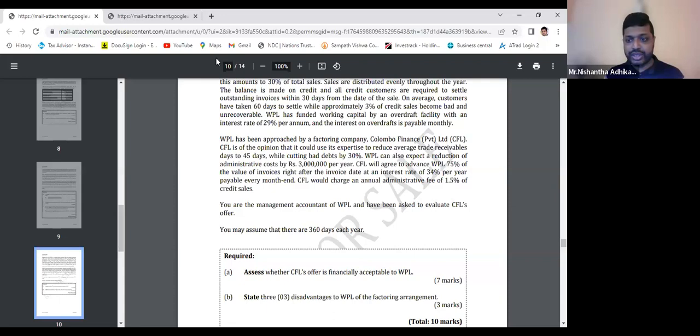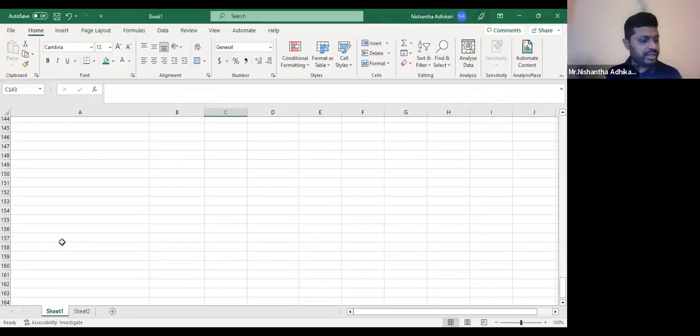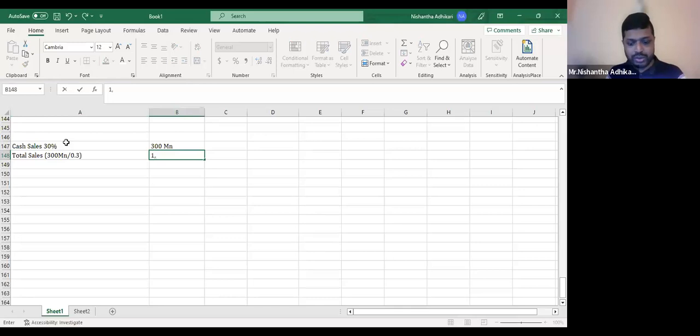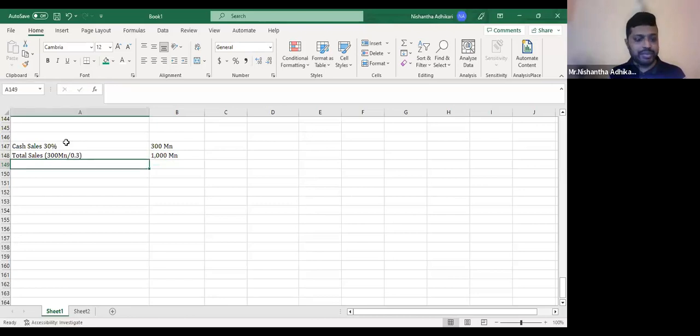I'll go to the Excel sheet and I will do the working. Right. Now, based on the given information, cash sales, 30% is 300 million. Then total sales would be how much? If 300 million is 30%, 0.3, what would be the 100% then? It should be 1,000 million. Cash sales 300 million, which means credit sales.